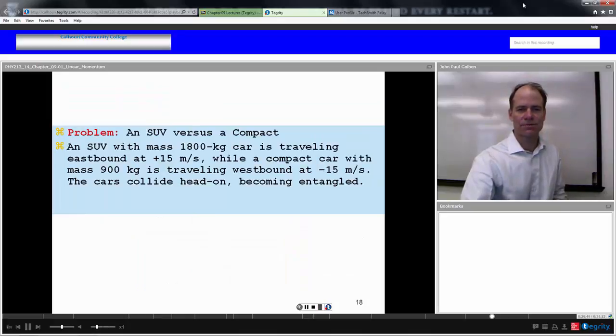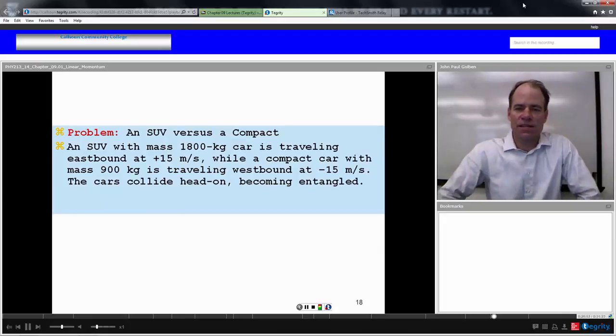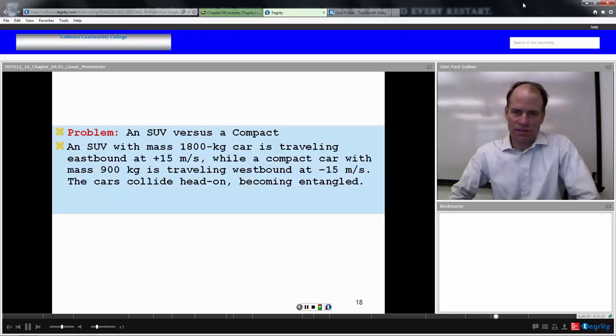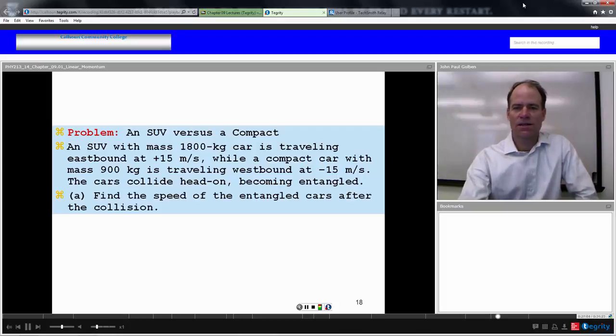Let's try it out. An SUV versus a compact car. An SUV with a mass of 1,800 kilograms is traveling eastbound at 15 meters per second, while a compact car with a mass of 900 kilograms is traveling westbound at minus 15 meters per second. The cars collide head-on, becoming entangled. Find the speed of the entangled cars after the collision.